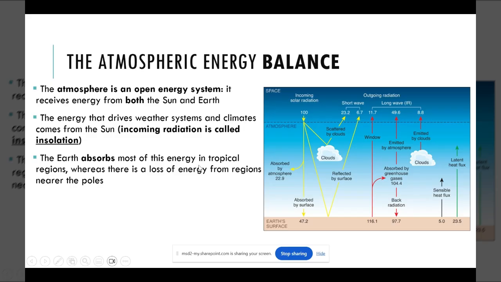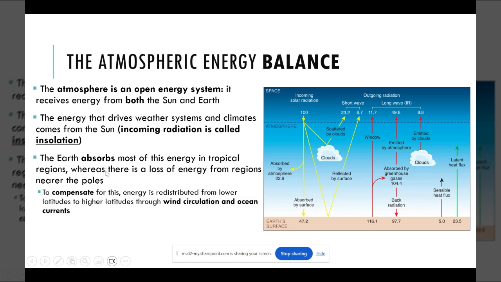The Earth then absorbs. So here we've got 100 units of energy coming in. Not all of it reaches the surface of the Earth. Some of it is scattered. I think I talked about that. Anyway, it absorbs most of the energy in tropical regions, and then there's a loss of energy from regions near the poles. But it absorbs about 47.2% of it, and then it's going to re-radiate some of that back out.